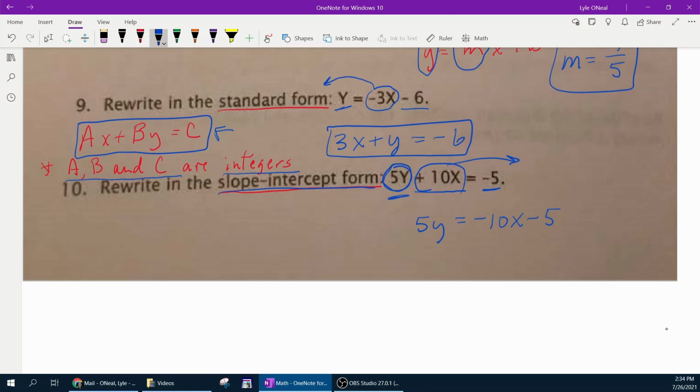And then to get rid of the coefficient of y, since it's multiplied, I'm going to need to divide. And whatever you do to one side, you have to do to the other. You have to do that to every term throughout the equation. So that's going to get my 5's to cancel. That's going to get the y by itself. -10 divided by 5 is -2x. -5 divided by 5 is -1. And there's the answer in slope-intercept form.